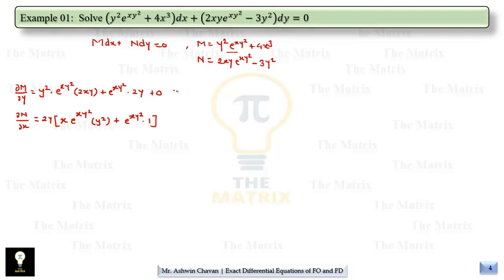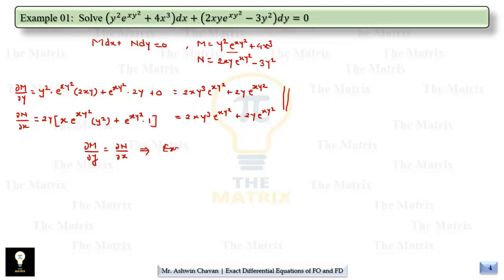If you simplify this, you get 2xy cube e to the power xy square plus 2y e to the power xy square. Whereas here you get 2xy cube e to the power xy square plus 2y e to the power xy square. You can see these two quantities are equal. It means the partial derivative of M with respect to y is equal to the partial derivative of N with respect to x, and it implies that the given differential equation is exact.